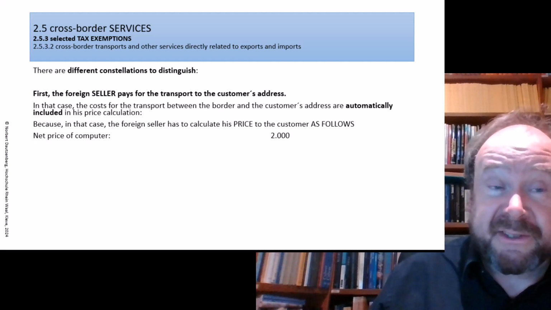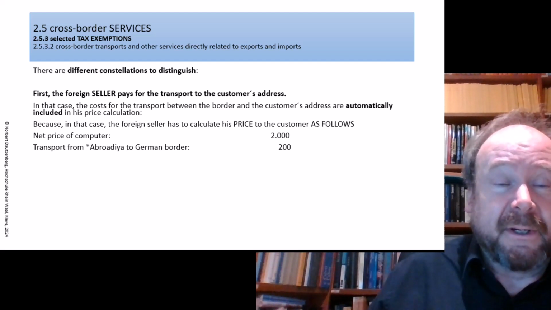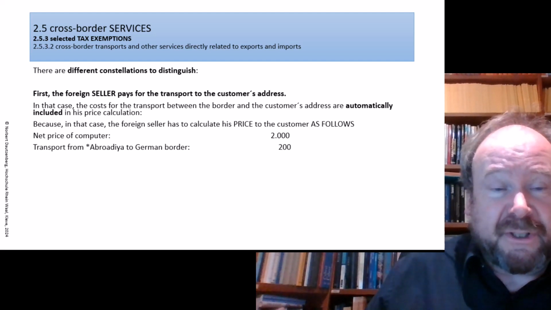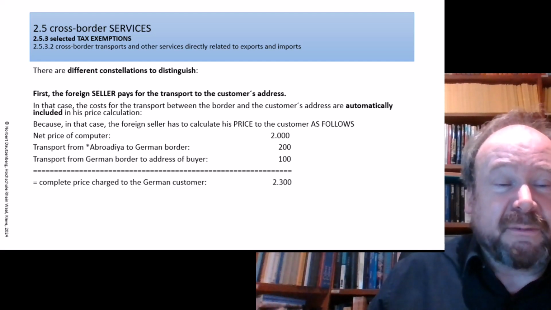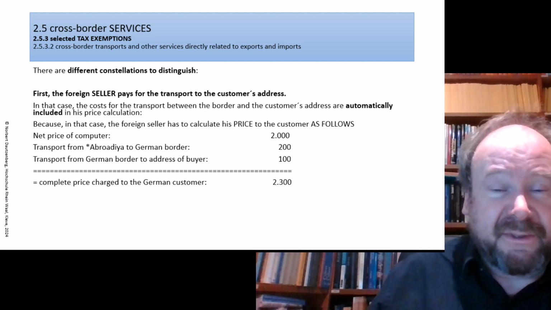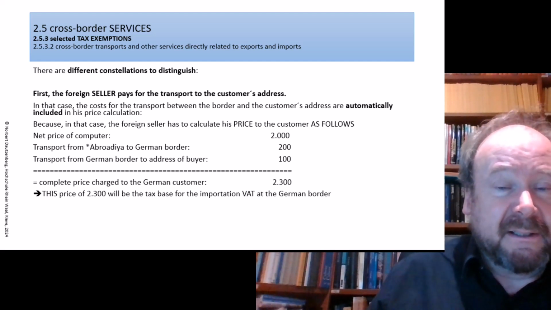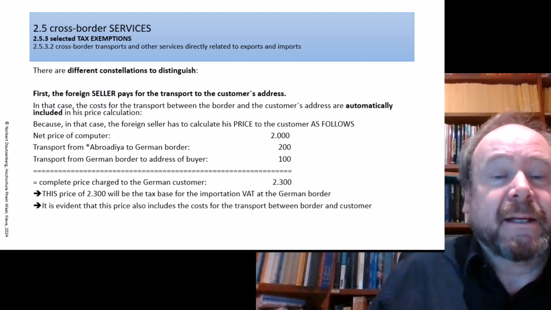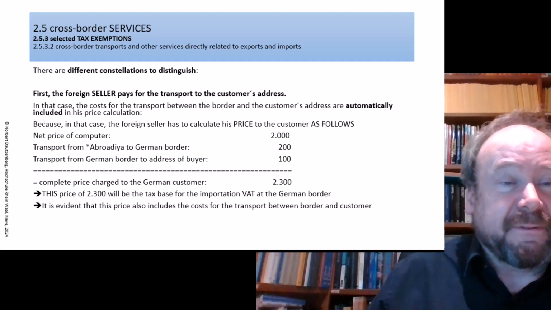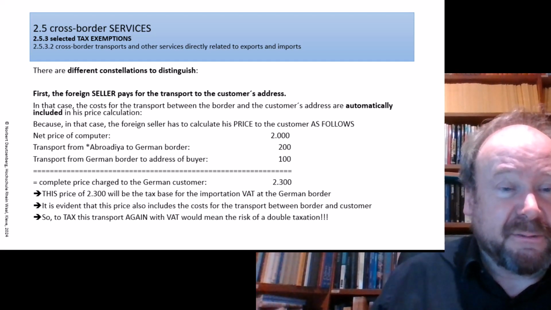Let's illustrate that. The foreign seller has to calculate his price as follows. We have the net price of the computer, 2,000. The foreign seller has to pay for the transport to the German border, then from the German border to the address of the buyer, in total 300. The complete price charged to the German customer will be 2,300, and you can add the VAT then on that amount because the price already covers all cost elements. So if it's free to the customer's address, then it's clear that the cost of transportation do not need to be added to the price.